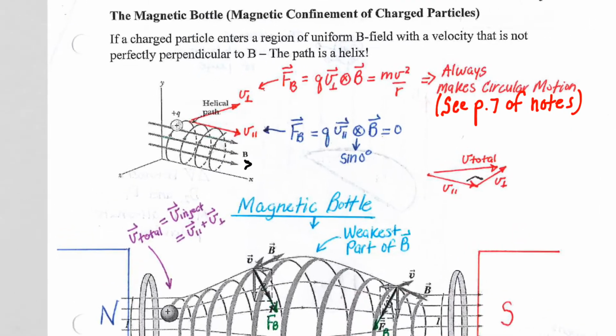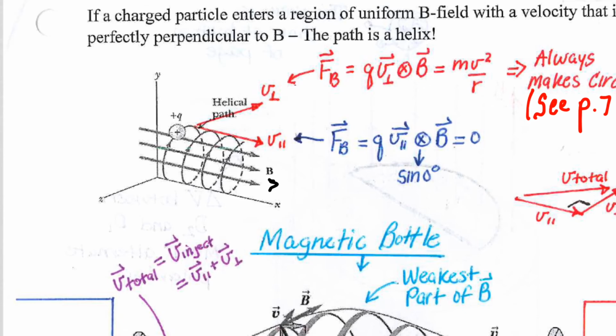So I'm going to zoom in here. If a charged particle, here a positively charged particle, is injected at some random angle to the B field, in general, it will have a perpendicular component to the magnetic field and a parallel component.